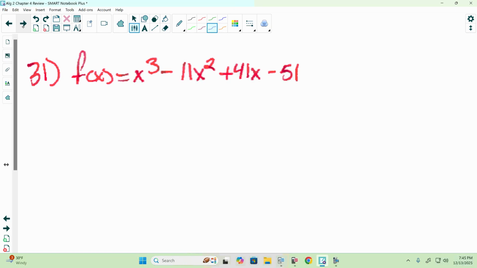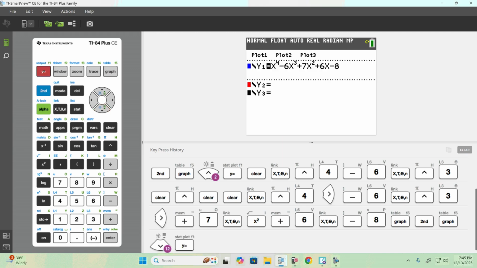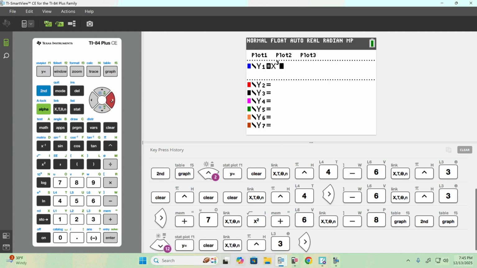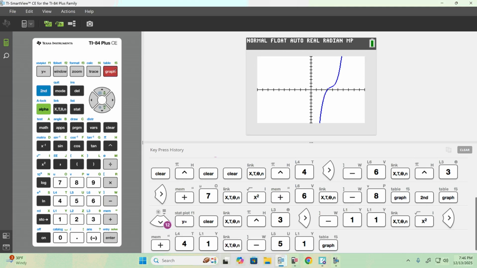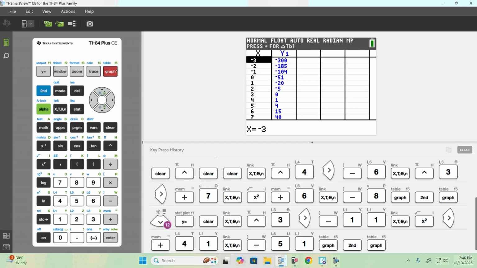x cubed minus 11x squared plus 41x minus 51. Again, I would just start off by graphing it. x cubed minus 11x squared plus 41x minus 51. We're going to graph it. Now, because it is a cubic, we're looking for at least one zero. Minimum what we need. And when x is 3, the y value is 0.